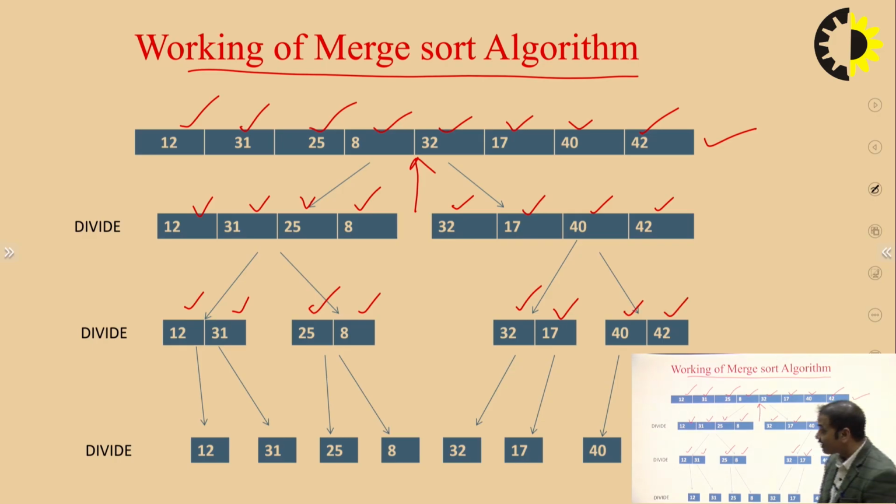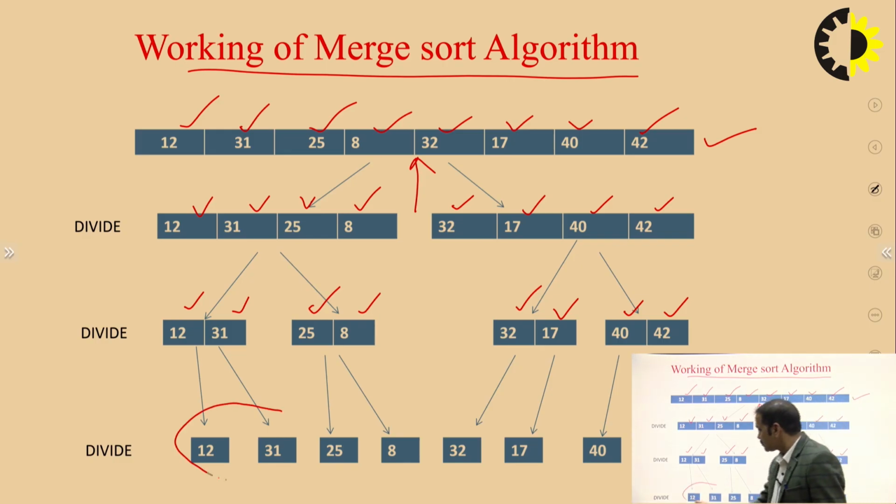By dividing this data, now we also divide it into 12 and 31, 25 and 8, 32 and 17, and 40 and 42. After this step, we are going to sort by combining these data. First, we have to compare these two data.